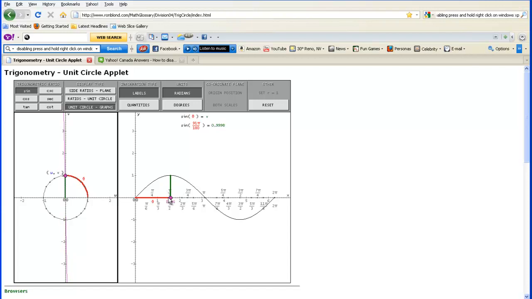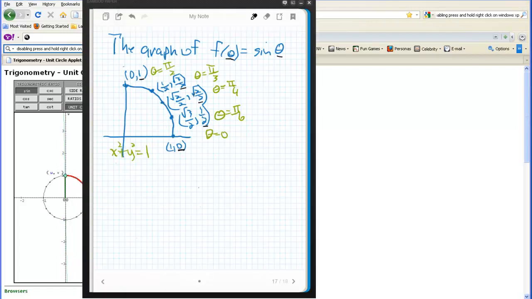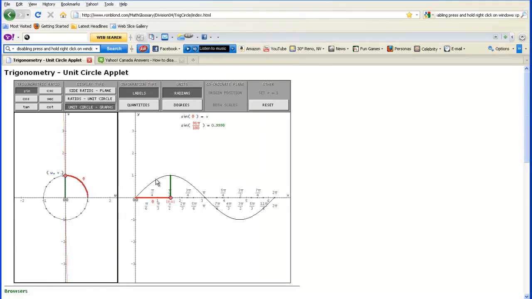Okay, so in the first quadrant, if I click back over here to my paper, these are the first quadrant values. If I were to throw these y values of these points onto the Cartesian plane, or the coordinate axis, what I would get is this curve right here. Remember, this is x and this is f of x. So think of this as theta, and f of theta equals sine theta.